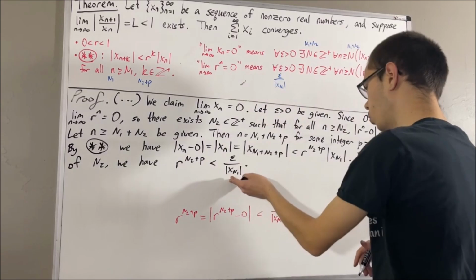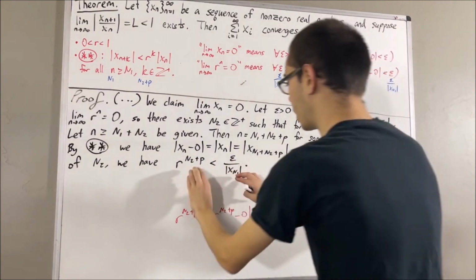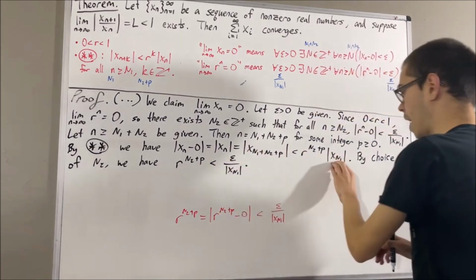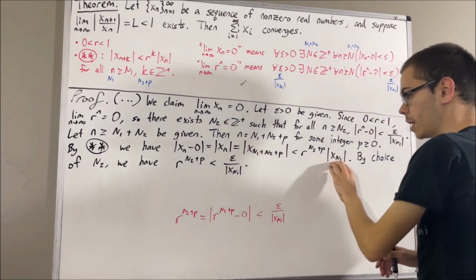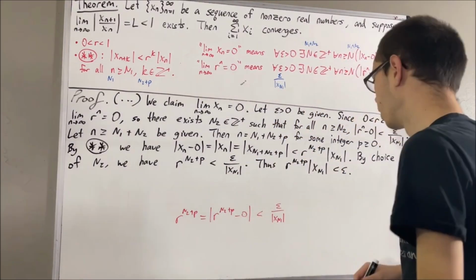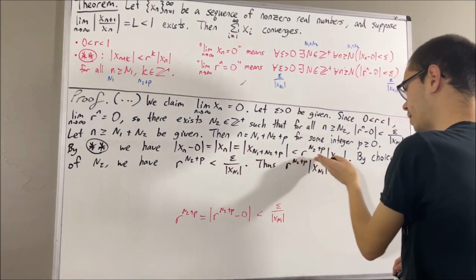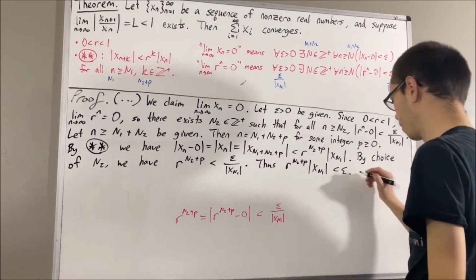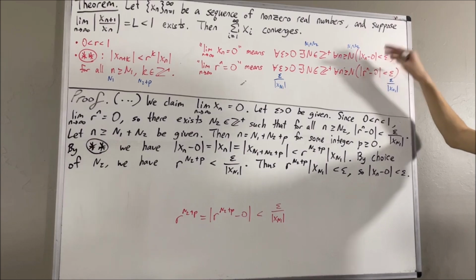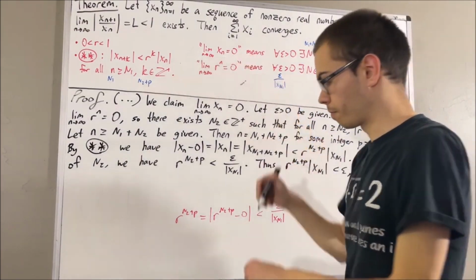And therefore, if we take this inequality and multiply the absolute value of x sub capital N1 on both sides, we get that r to the power of capital N2 plus p times the absolute value of x sub capital N1 is less than epsilon. And so, the absolute value of xn minus 0 is less than this guy, which is less than epsilon. And that is exactly what we wanted to show. So, we have proven this statement, which proves that this sequence converges to 0.